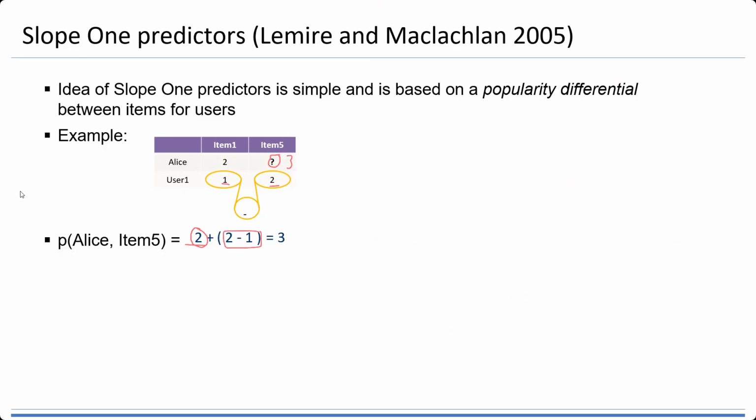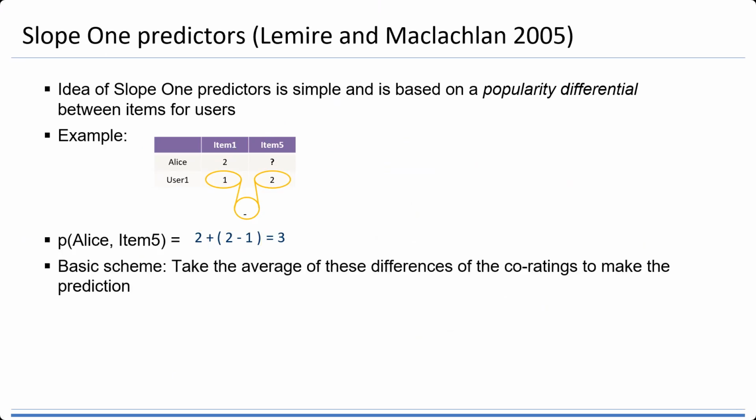Of course, there will be a lot of issues with this kind of simple rating. For example, there will be a high correlation between item 1 and item 5, and so on. So the basic scheme is to take the average of these differences of the co-ratings to make the prediction. The co-rating means, because I know item 5, if I know item 1, then I can use the information of item 1 to predict item 5. And we can just find the differences. Because this is only one, we just have a very simple subtraction. But if there are multiple, then we need to take the average.